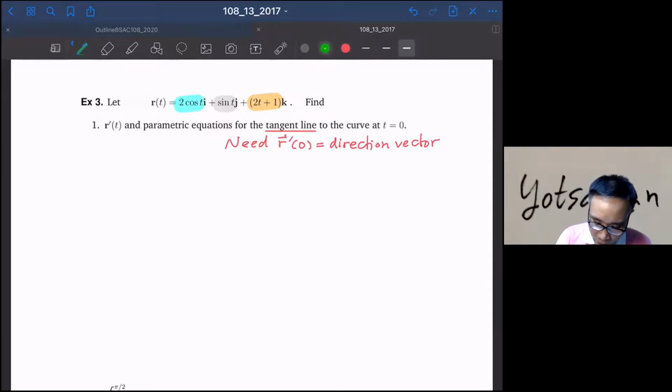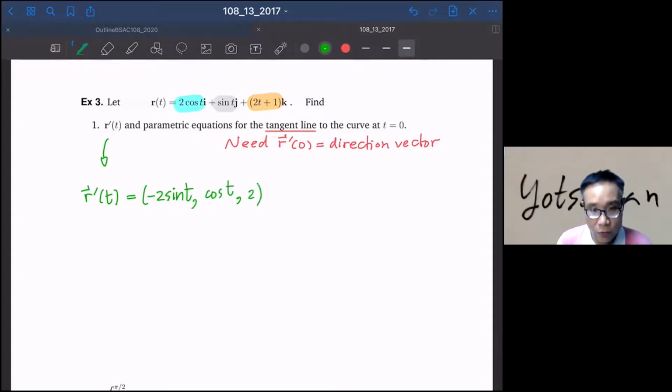So you're going to begin by finding r'(t). Differentiate 2 cos, the derivative of cos is negative sin, so it's negative 2 sin t. Differentiate sin, you get cos t, and differentiate 2t, you get 2. So r'(t) at 0 is going to be negative 2 sin 0, cos 0, and 2.